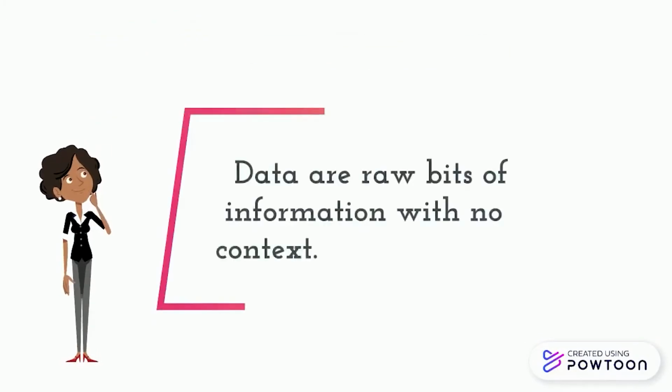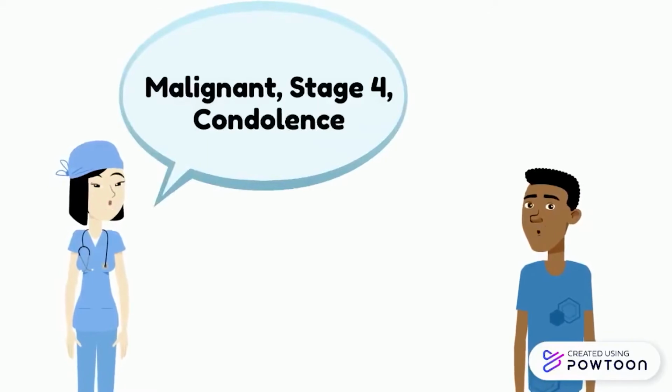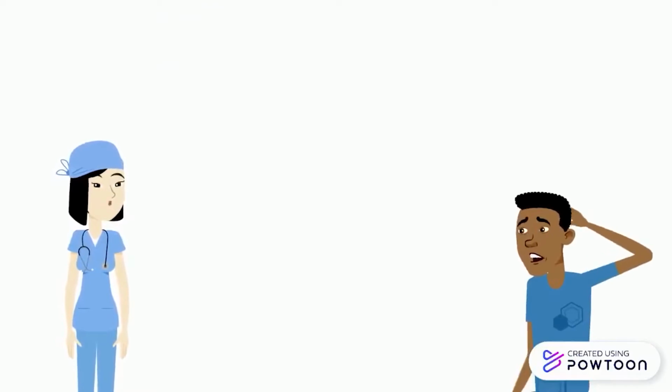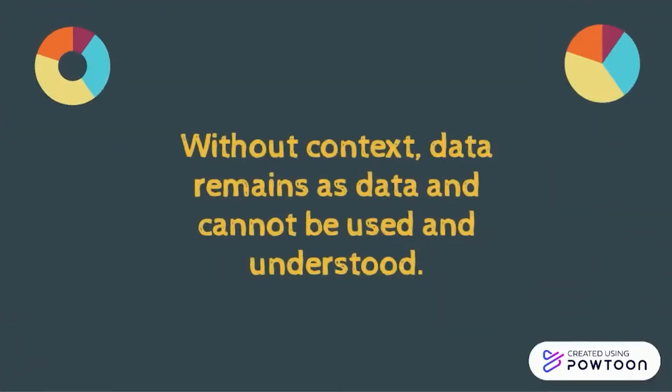Data are raw bits of information with no context. Malignant stage 4 convulsions. What are you saying? Without context, data remains as data and cannot be used and understood.